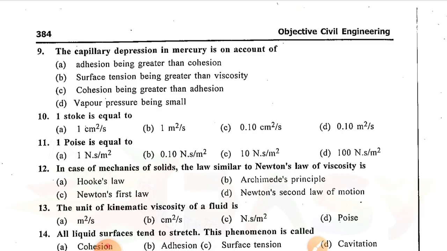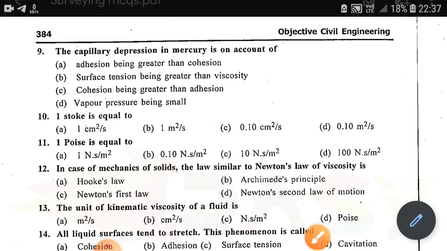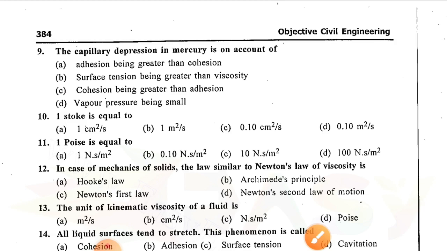Question number 9, the capillary depression in mercury is on account of, option C is correct, cohesion being greater than the adhesion. Question number 10, 1 stokes is equal to, option A is correct, 1 centimeter square per second.